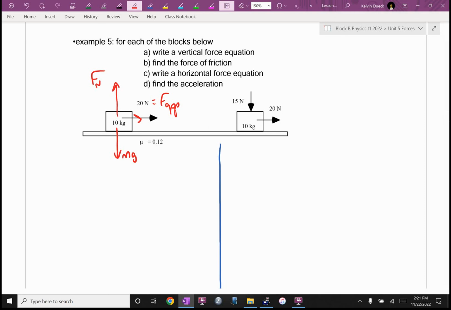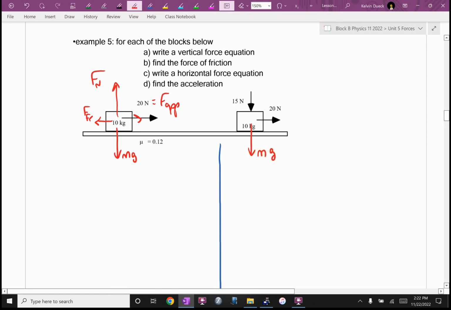So what force is that? Friction. Yeah, don't put mu on your free body diagram. The force is called friction. Mu is used in the calculation of friction, but it's not the force. Okay. What about on the right-hand side? Get the obvious one. Same as before, I think.